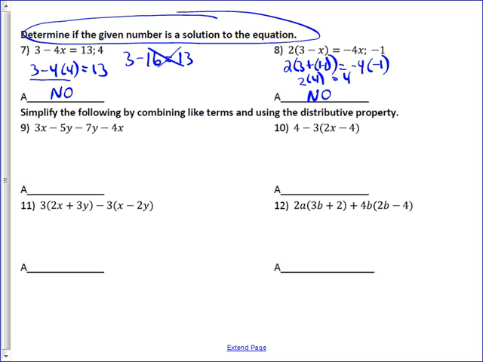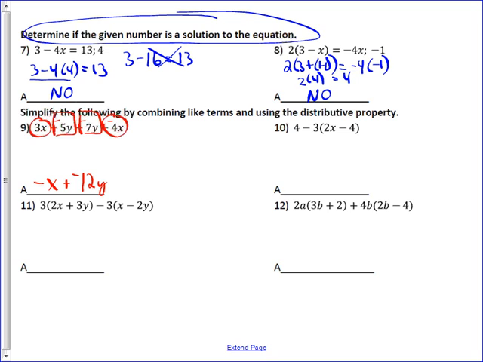For 9, 10, 11, and 12, we're using combining like terms and the distributive property. So on 9, we have no distributive property, so we just combine like terms, changing everything to plus and negative. Look at the x's first. 3x and negative 4x is negative x. Negative 5y and negative 7y is negative 12y. So negative x plus negative 12y is the correct answer there.